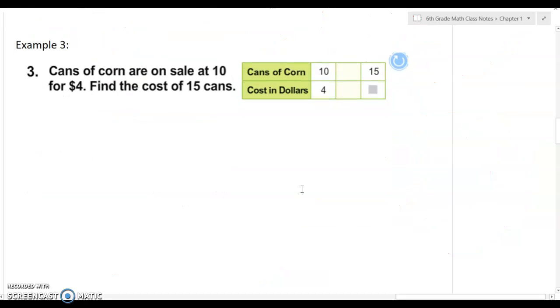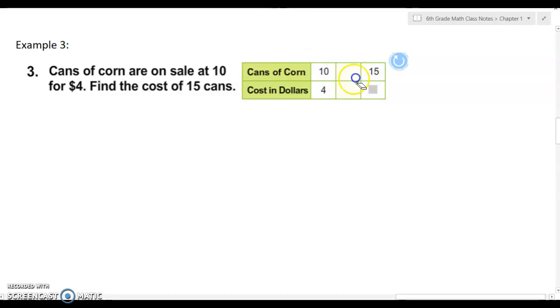All right, let's look at example 3. So this one has it sort of partly done for you. It says cans of corn are on sale at 10 for $4. This one is a little bit different. The ratio table is already done for you. So from 10 to 15, you can't go exactly from 10 to 15. That won't work too well. So what you need to do is find either a multiple or factor that's in common between 10 and 15.